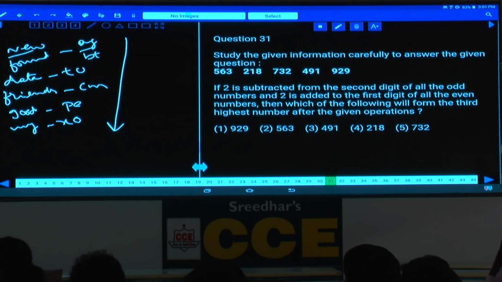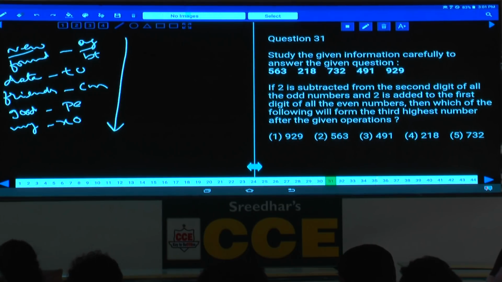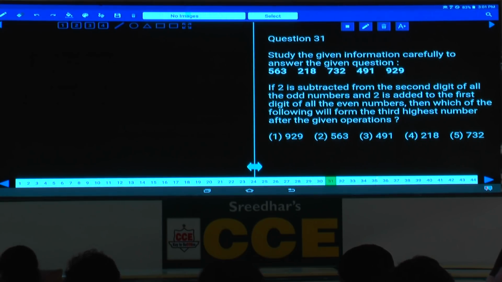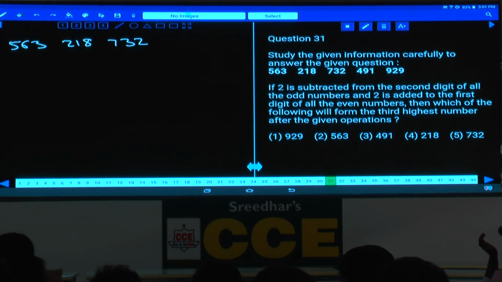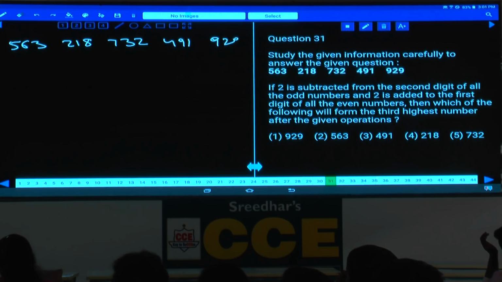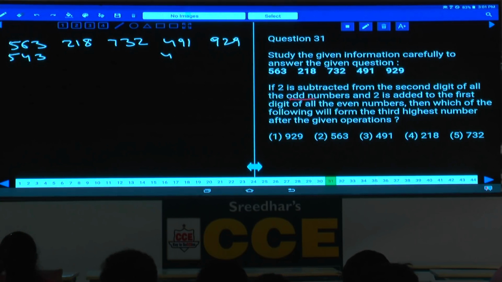Then 31 to 35. Now these questions are based on a set of numbers. How many numbers are there? 563, 218, 732, 491 and 929 are the 5 numbers given. Then if 2 is subtracted from the second digit of all the odd numbers, how many odd numbers are there? There are 3 odd numbers. So this will be 543, 471, and this will be 909.